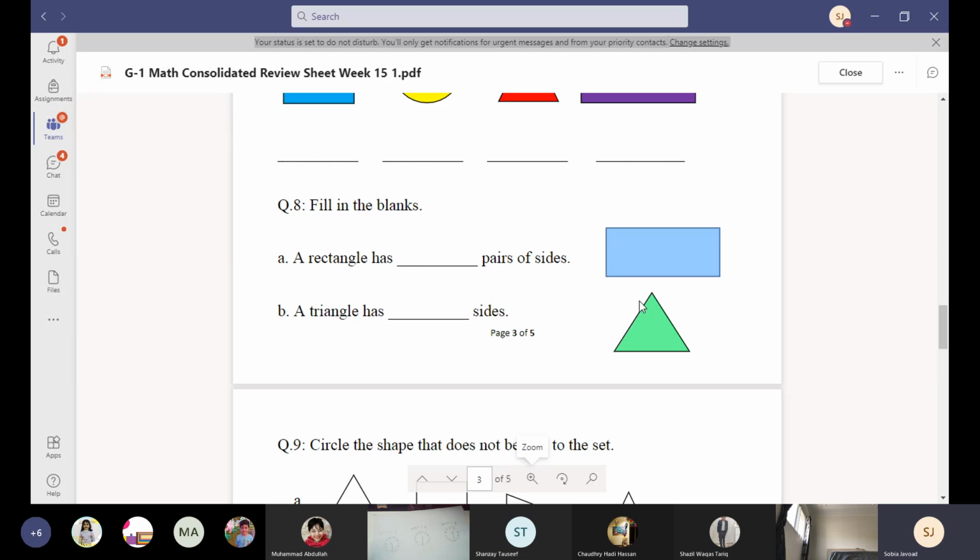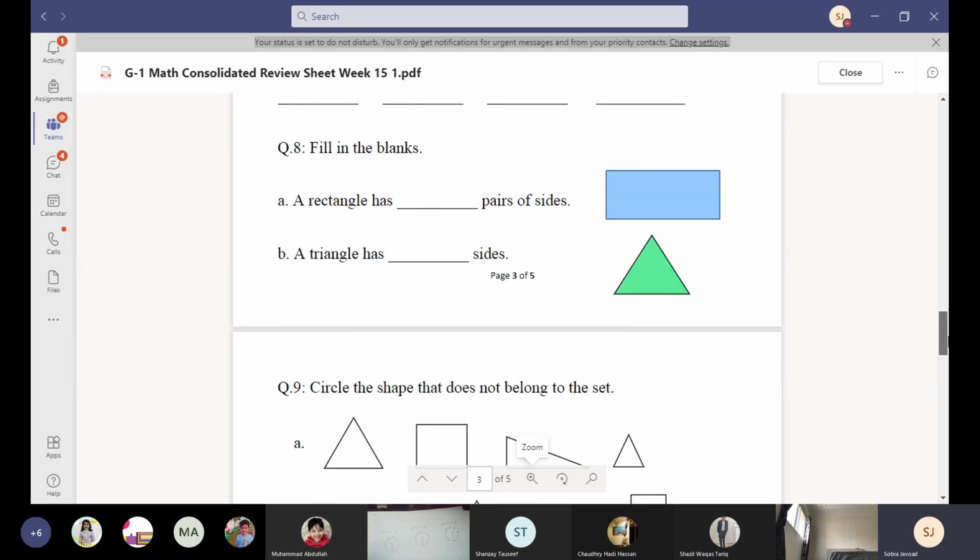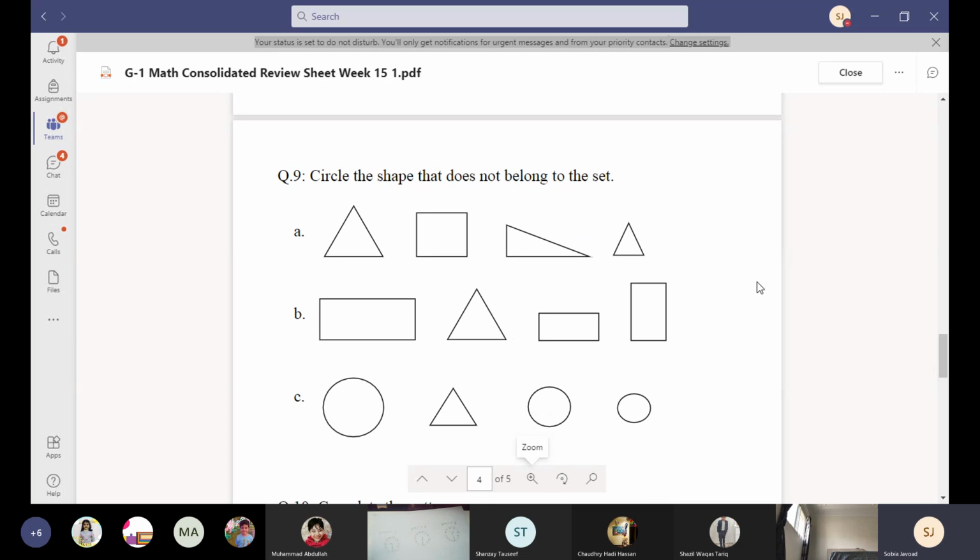A triangle has how many sides? One, two, three. Three sides. Okay, circle the shape that does not belong to the set. Over here, which shape is not belonging? Here, you have to circle. Look at here. Which shape is not belonging? Triangle. You move so quickly.